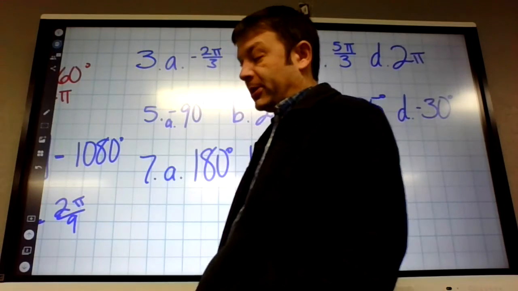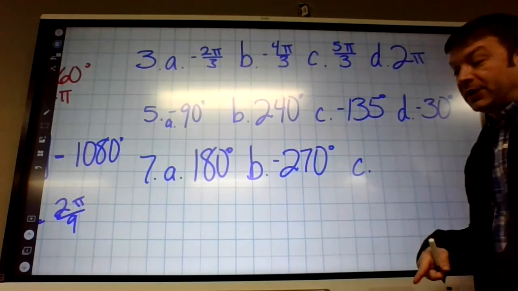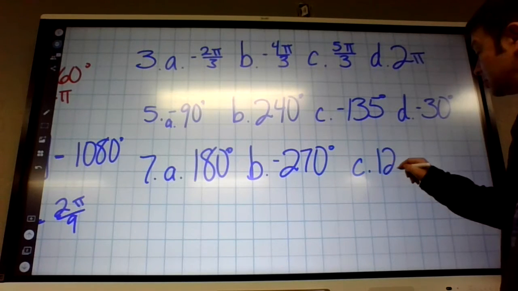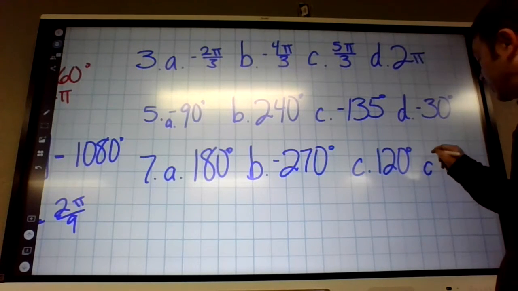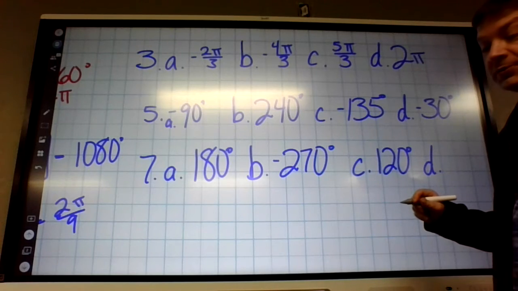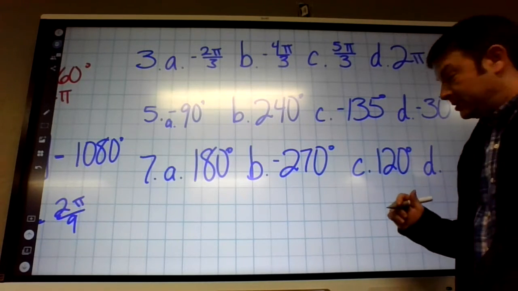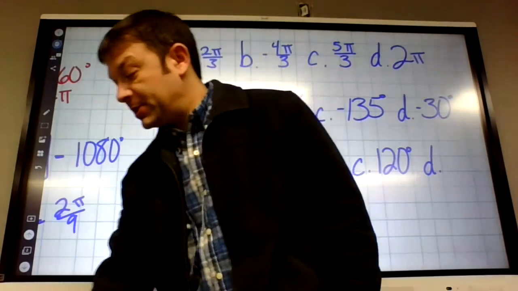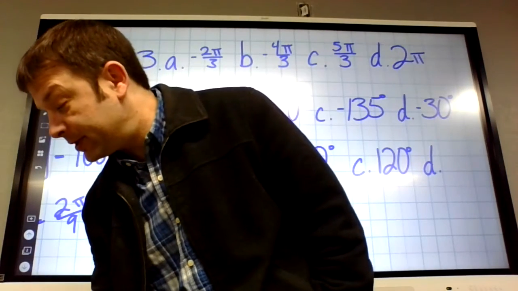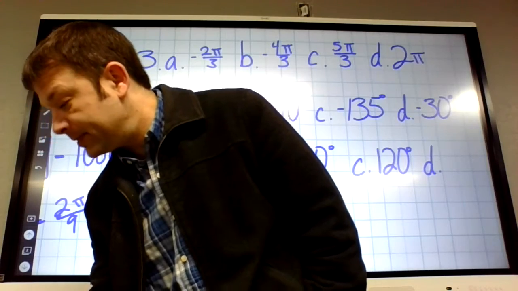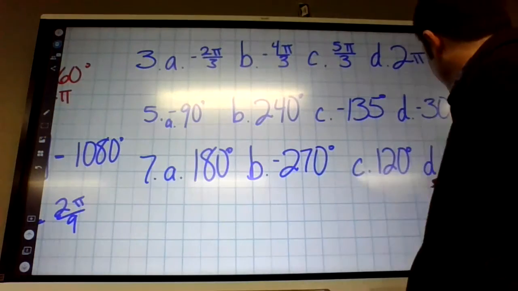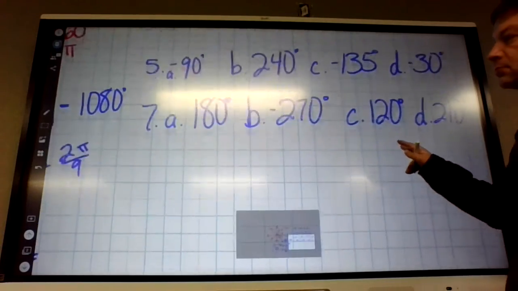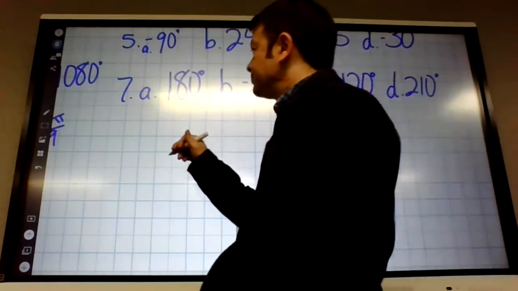C, 2/3 pi, we did this one earlier. 2/3 of 180 is 120. I'm pretty sure all of these are in those circles on the previous page, aren't they? They have not been yet. 7 pi over 6. Is that one on there? Yep, it is. 210. Just a little bit past 180.